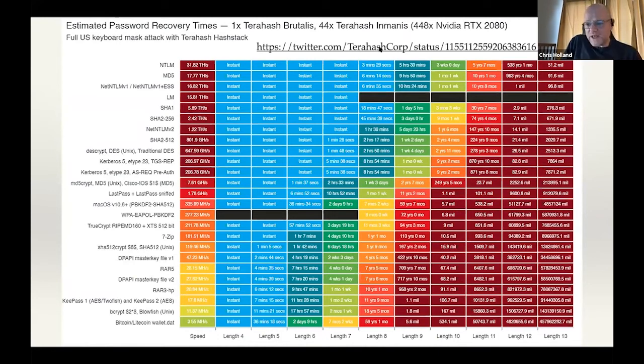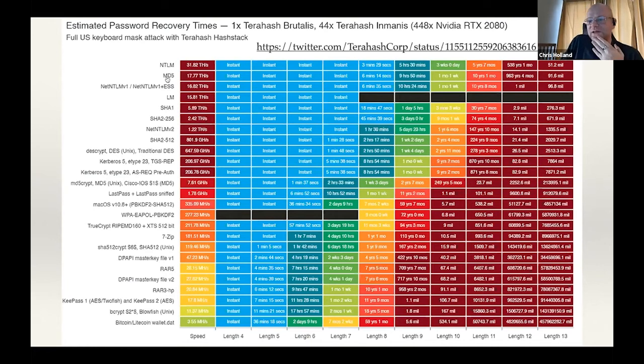So what this company has done is they have built super high performance clusters of password cracking rigs, and they offer password cracking as a service. And every once in a while, they publish how long it takes for their rigs to crack passwords based on different hashing algorithms. So at the top are the weakest hashing algorithms, and then at the bottom are the strongest hashing algorithms, right? So it goes from weakest to strongest.